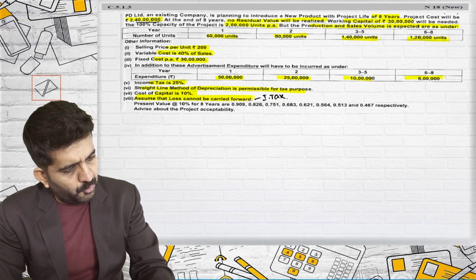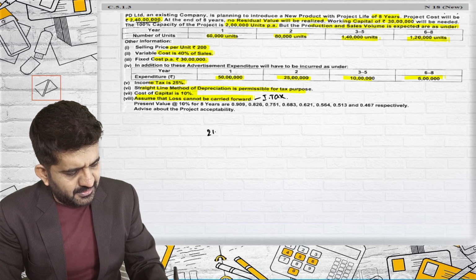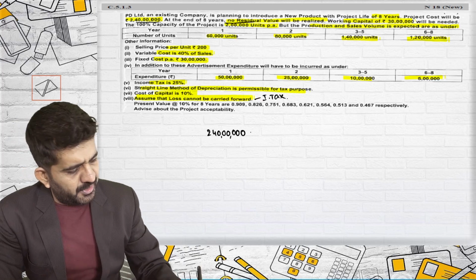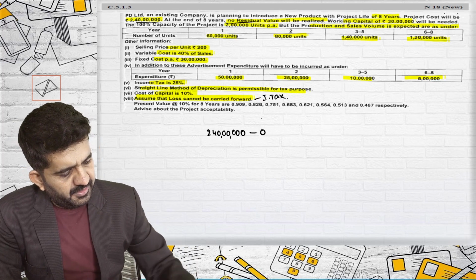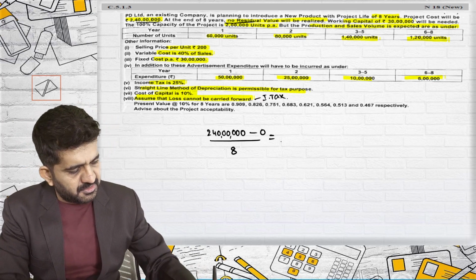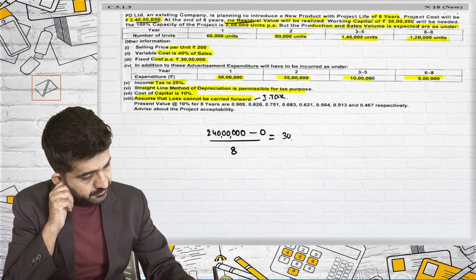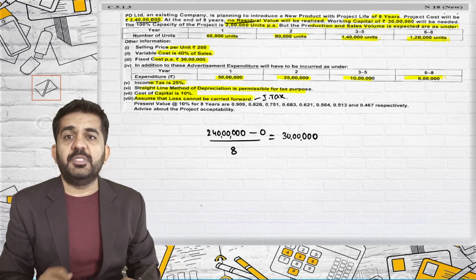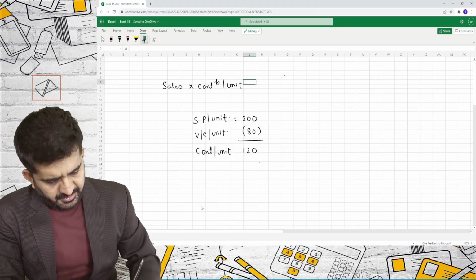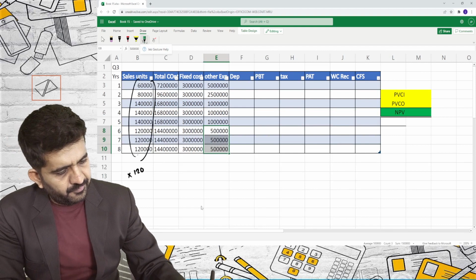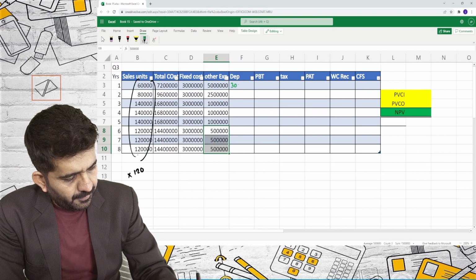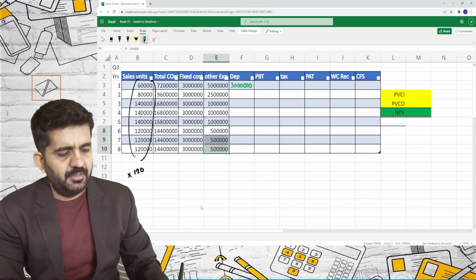The total project cost will be 2 crore 40 lakhs, minus no residual value, 0, divided by 8. Straight line method of depreciation is permissible as far as income tax is concerned. It will be 30 lakhs rupees. Now 30 lakhs rupees will be every year depreciation. So every year depreciation will be 30 lakhs.